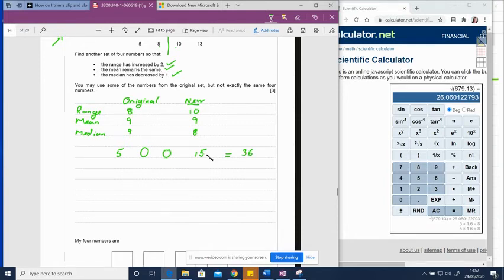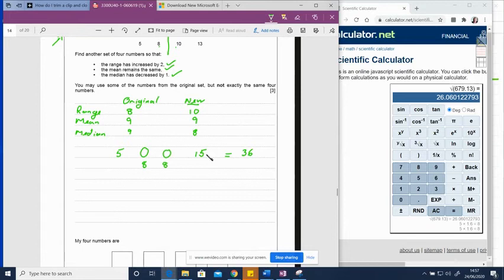Finally, these two numbers in the center have to give us a median of 8. So when you add them and divide by 2, they've got to give you 8. Now, the only number divided by 2 which gives 8 is 16. So two numbers here that add to 16. Well, I could have 8 and 8.